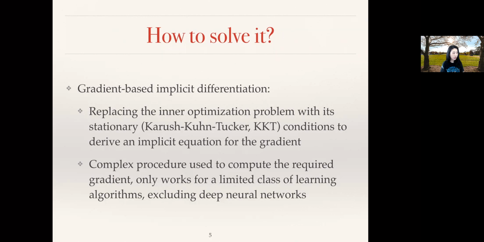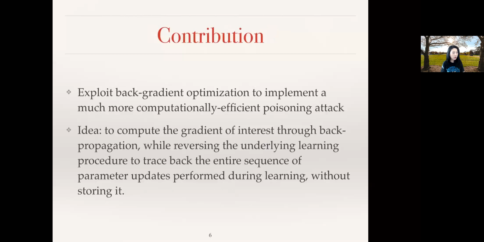The traditional wisdom says that gradient-based implicit differentiation can be used to solve it, basically replacing the inner optimization problem with a KKT condition. But it's very complex. The procedure is too complex to be applied to large-scale problems, including deep neural networks. So it is not suitable for deep neural networks. This paper basically proposed a back-gradient optimization.